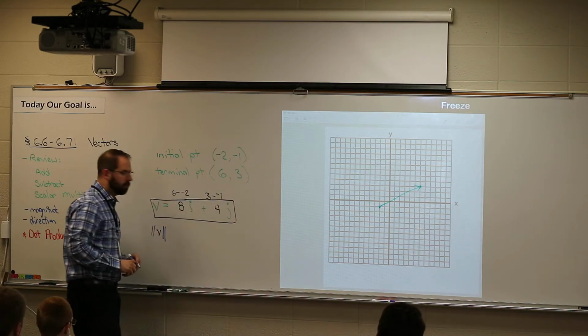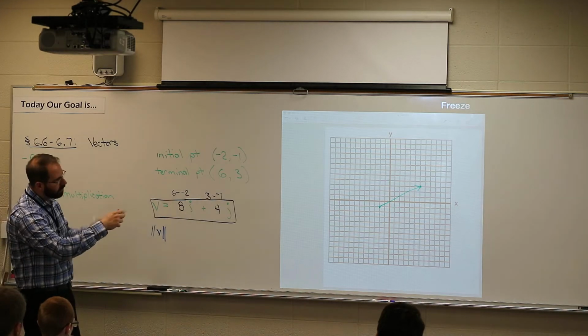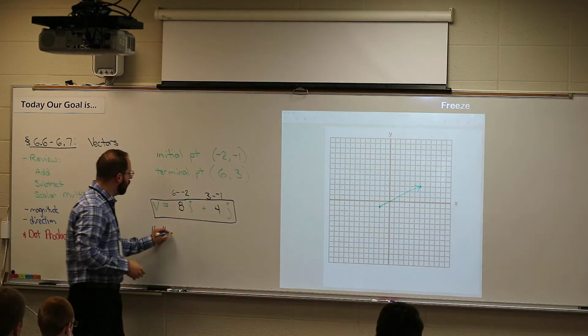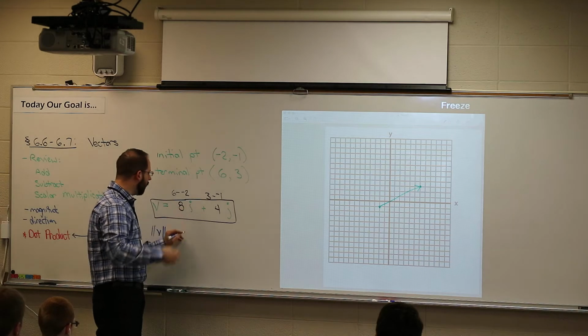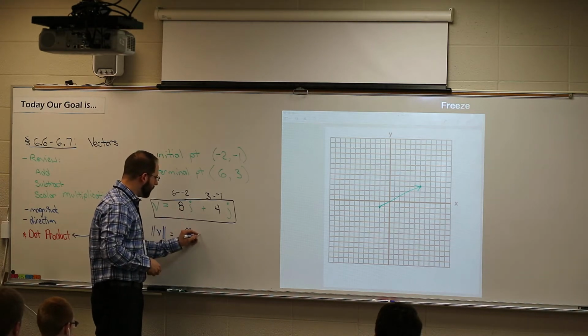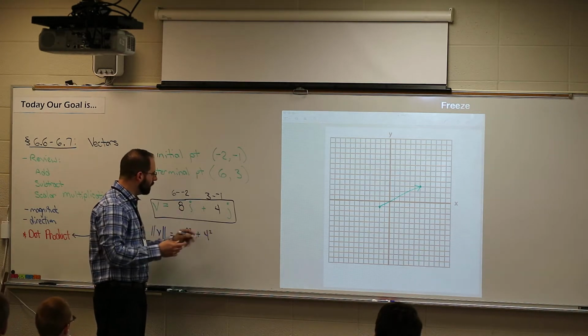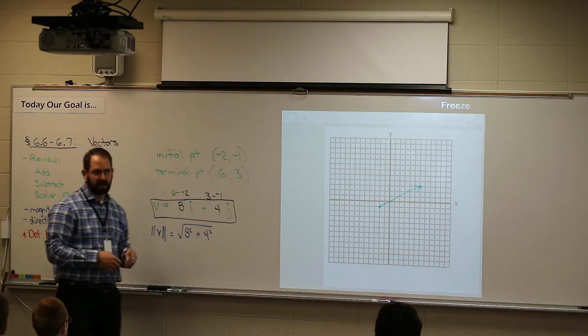This is the magnitude thing, right? It's the length of it, how long that stick is when you look at it. The shortcut was you take the i component, you square it. You take the j component, you square that. You add them together, and you take the square root of it. That's how you do it.